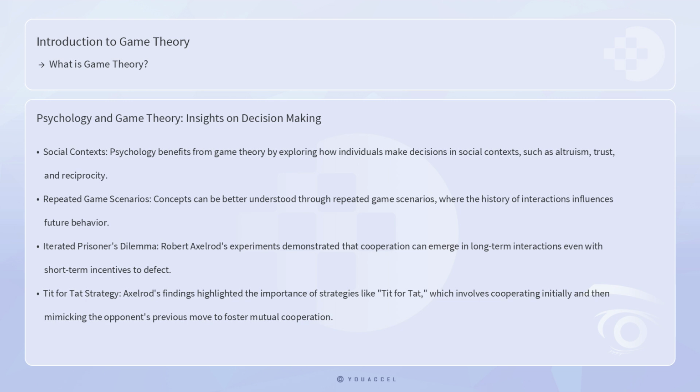His findings highlighted the importance of strategies like tit for tat, which involves cooperating initially and then mimicking the opponent's previous move, thereby fostering mutual cooperation.